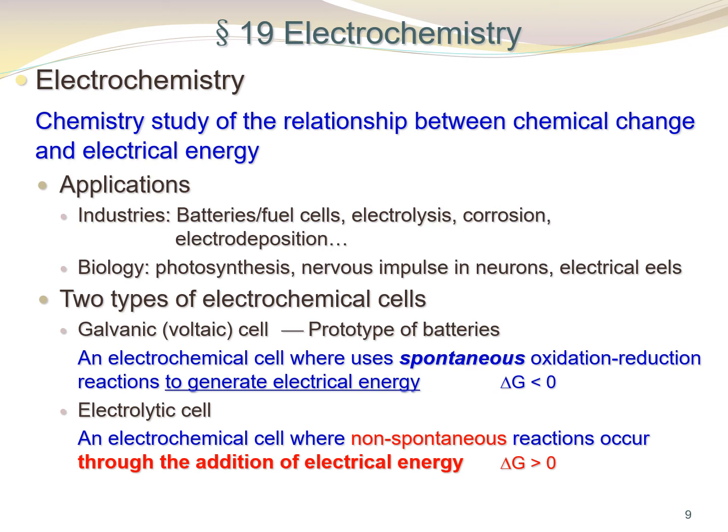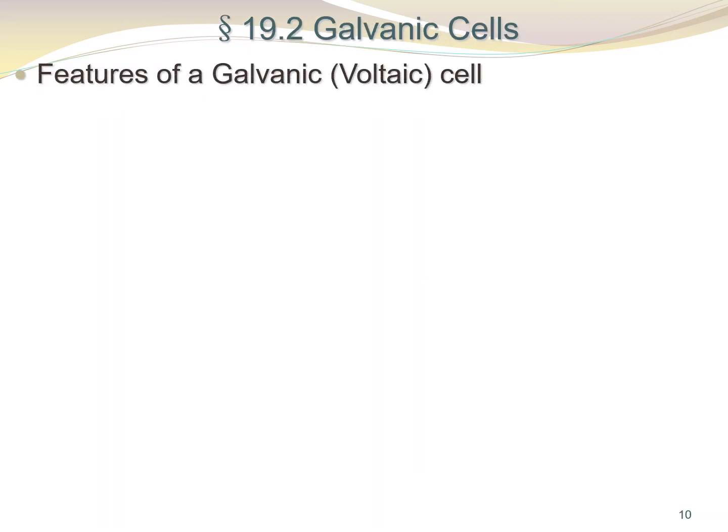Of course, I'd like to remind you, a spontaneous process is a process where we see delta G less than 0. For non-spontaneous, delta G is greater than 0. In this chapter, it also serves a purpose to review what we have learned from chapter 18. For the rest of this lecture, we're going to focus on the features of a galvanic cell. In the second half of the lecture, we're going to talk about the calculations and characteristics of the cell or the battery.